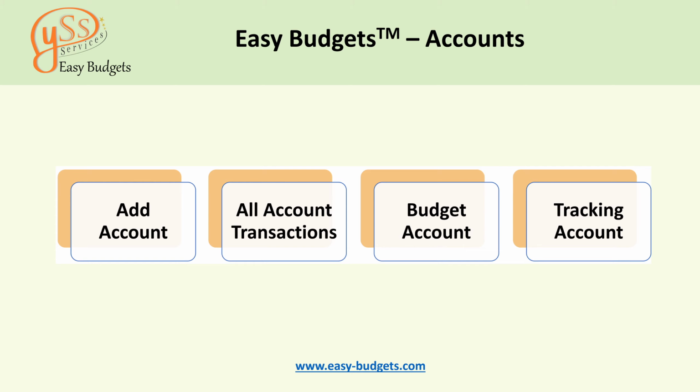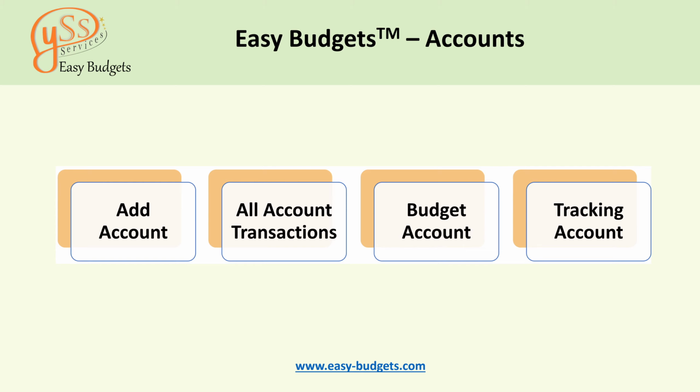You can create an account of account types such as checking account, savings account, line of credit, and you can choose the account category also, whether your account will be a budget account or tracking account. You can choose that option. You can add the account balance and you can create and associate it to the budget.